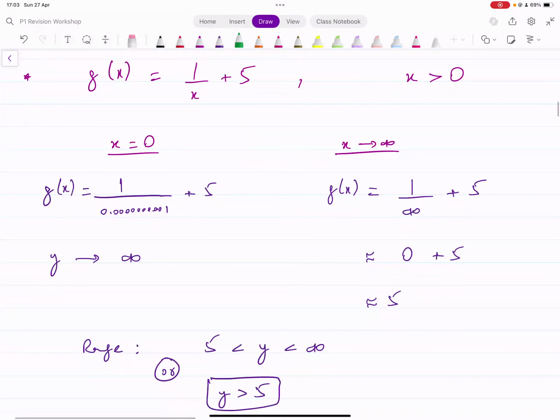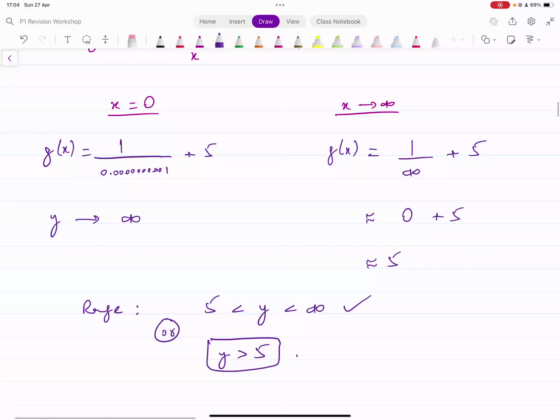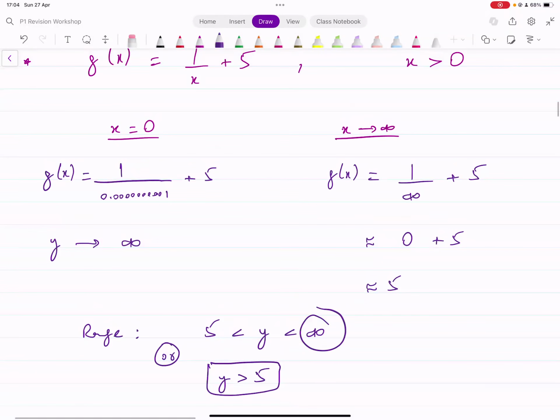So what's the range then? The range is from 5 to infinity. Okay, that's the range that we've got, 5 to infinity. This is one way to write this. Another way to write this could be just y is greater than 5, because infinity is not a limit as such. It's just y greater than 5. All right.